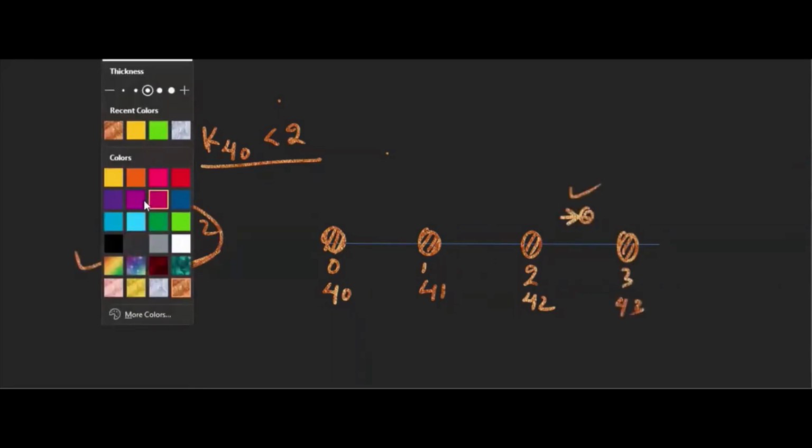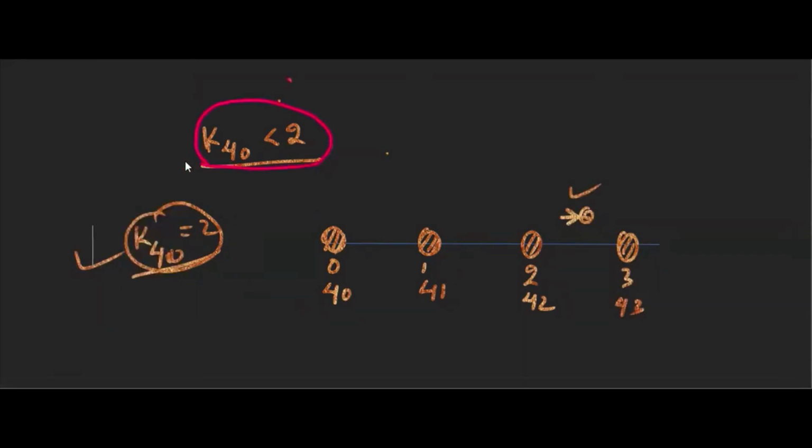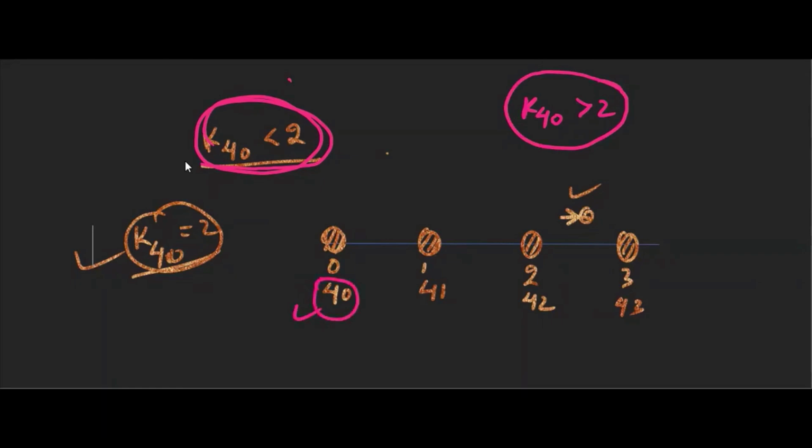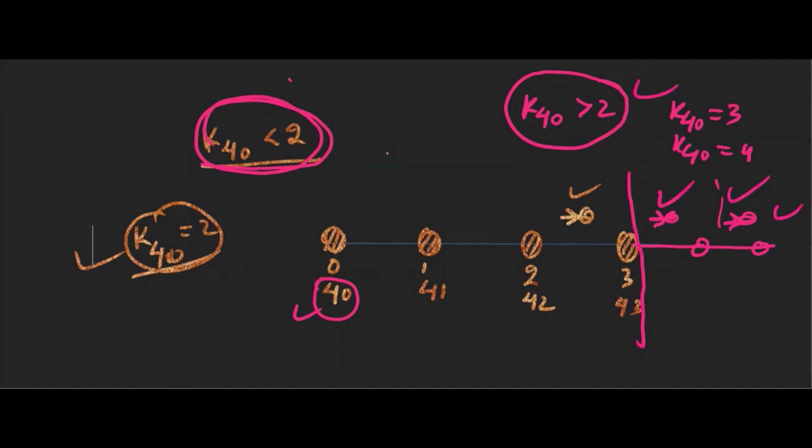How about this? Suppose I say this one, K40 less than 2, and I will write another one, K40 greater than 2. K40 greater than 2 means presently this guy is 40 and K40 will be greater than 2. That means K40 is equal to 3, K40 is equal to 4, all the cases. K43 means dying here, K44 means dying here. So what is the probability that the person will die after this, either here or here or here, this one. Now let's check this one.